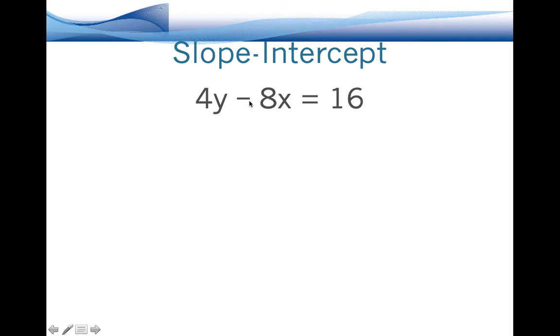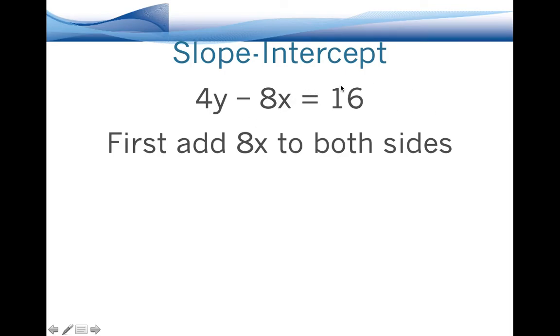Again, slope-intercept form: we want to get y by itself. So to do that, we first have to get rid of what is not with y that's on this side of the equal sign. So here we have -8x that we're going to get rid of. To get rid of that -8x, we add 8x to both sides. When you add 8x to both sides, that gets rid of the -8x on this side, and it adds the 8x to that side. So now you have 8x plus 16.